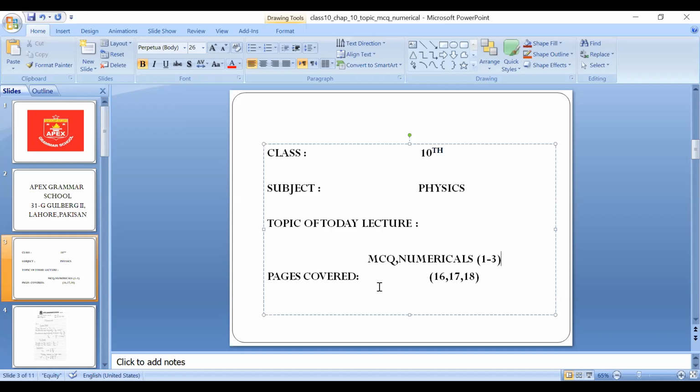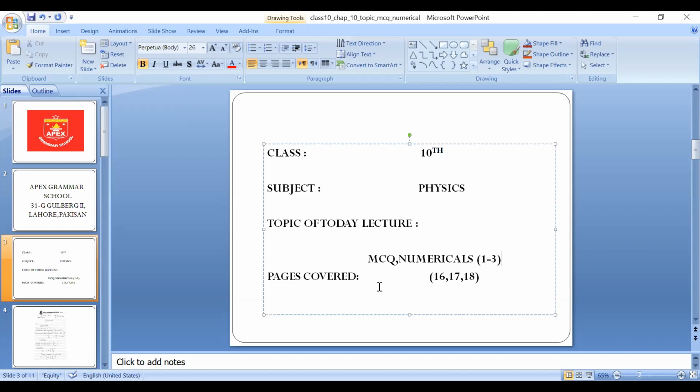The fifth MCQ is: which of the following is a method of energy transfer? First, conduction; second, radiation; third, wave motion; and fourth, all of these. So the right choice for the fifth MCQ is all of these. The sixth MCQ is: in a vacuum, all electromagnetic waves have the same. A, speed; B, frequency; C, amplitude; and D, wavelength. So A is the right choice for MCQ 6.